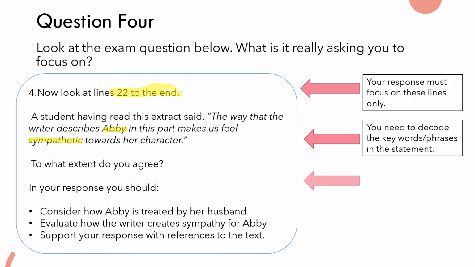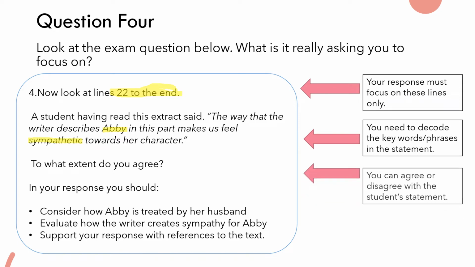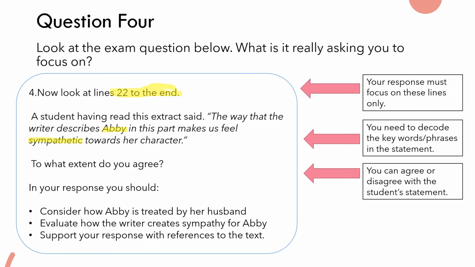The next part then is saying whether you agree or disagree. And if you remember from our previous part of the video, the first thing you need to do when you're structuring your response is say whether you agree or disagree. The good thing about this question is that you have a choice. You don't have to agree. You can partially agree or you can disagree. It's entirely up to you. The important thing is that you critically evaluate what the writer has produced and that you're able to formulate your own opinion and decide whether you agree or disagree with a student's statement.